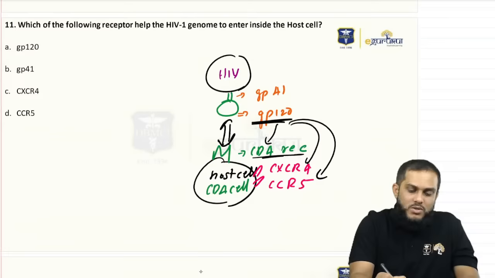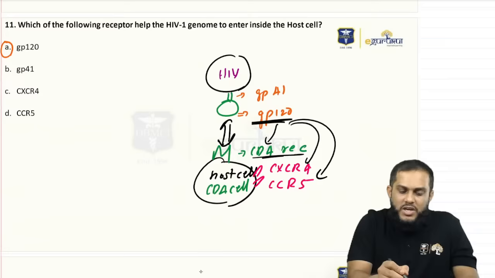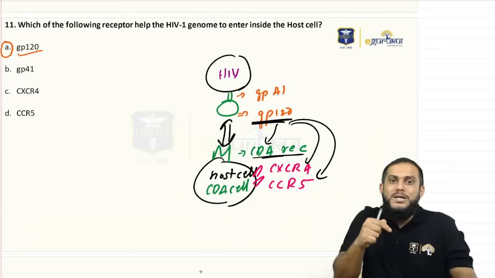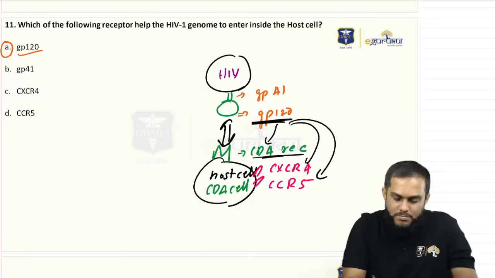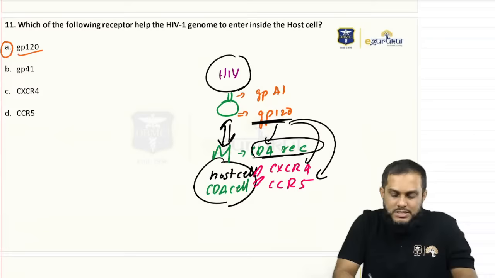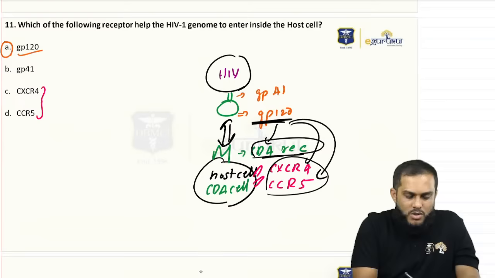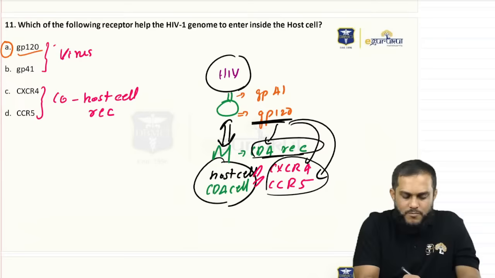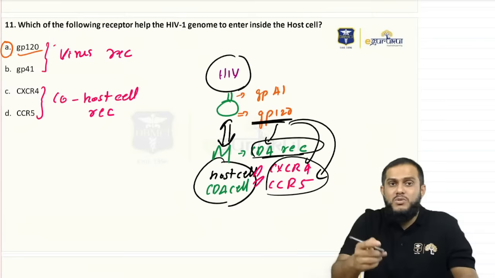The question asks which receptor helps the HIV genome to enter inside the host cell. GP120 is the receptor which helps the HIV bind to our CD4 cell and enter inside it. It binds to the CD4 receptor, which is the main receptor on our cell for the HIV virus, and that is not there on HIV. CXCR4 and CCR5 are the co-receptors. These are the host cell receptors, not virus receptors, and these are the virus receptors. The main host cell receptor is CD4. That's how binding and entry happen. That's why the answer is GP120, because the GP120 receptor of the HIV binds to the CD4 receptor. We got the answer. Moving on to the next question.